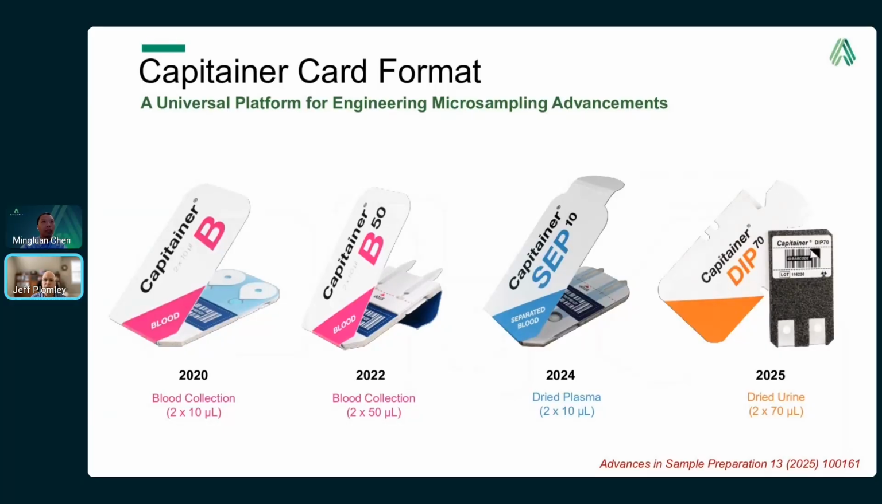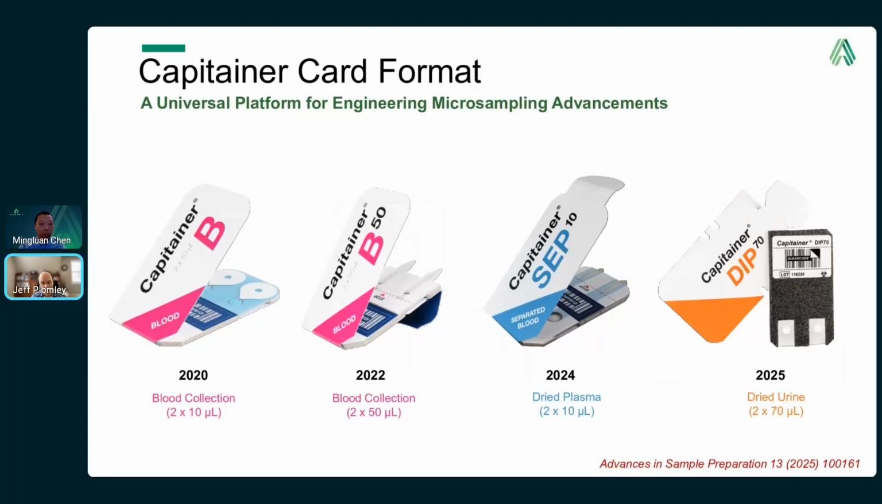And here you can see the rate of product development and the scope of matrix types that are covered. You know, since the talk is recent advancements in microsampling, I thought that these were worth mentioning. So since the introduction of the Capitainer B, which was previously called the QDBS back in 2020, the B50 was launched 2 years later, and that allows for greater blood volume collection, which can aid in achieving lower detection limits where necessary.